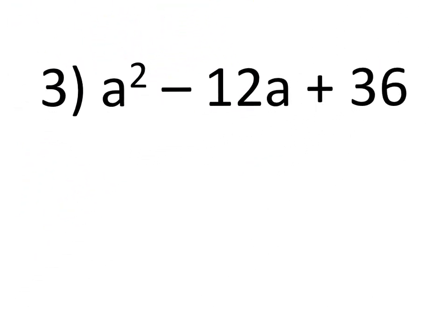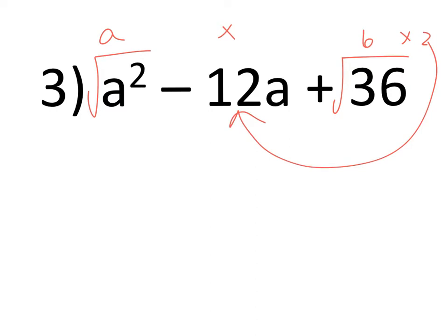Okay, so again, we're looking for the square roots of the first and last term, or our A and our C part, right? So I'm going to square root both parts here. I've got A, I've got 6, right? So the square root of A times 6, and then times the 2, does that get you a 12A? Well, yeah, A, 6 times 2 is 12. So yeah, that works out. So yay, this is a perfect square. So that means I know I have 2 of the same factor. The square root of A is A. The square root of 36 is 6.